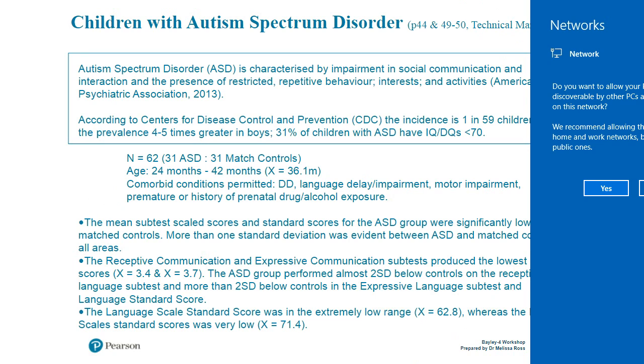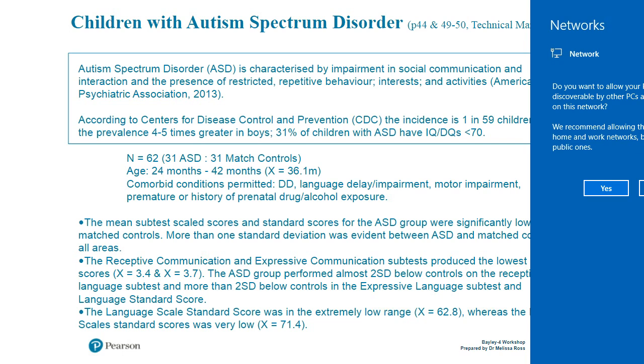Autism spectrum disorder, or ASD, is characterized by impairment in social communication and interaction and the presence of restricted, repetitive behavior, interests, and activities. According to the Centers for Disease Control and Prevention, the incidence is 1 in 59 children, with the prevalence 4 to 5 times greater in boys. 31% of children with ASD have IQs below 70.